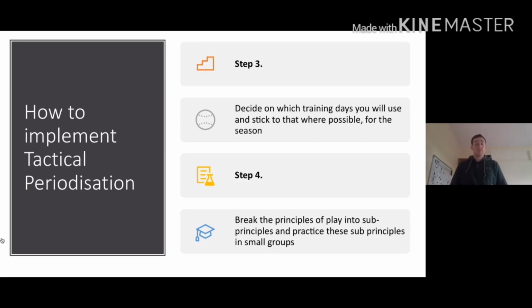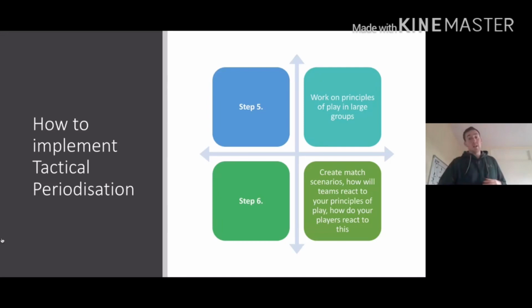Next thing is breaking the principles of play into sub-principles, practicing these in smaller groups and small-sided games. Next step is working in larger groups, all up to the full pitch. And then finally, we need to create match scenarios. Once we have our principles of play in order, how are teams going to react to these? What are they going to do? And if they do this, what do we do then?